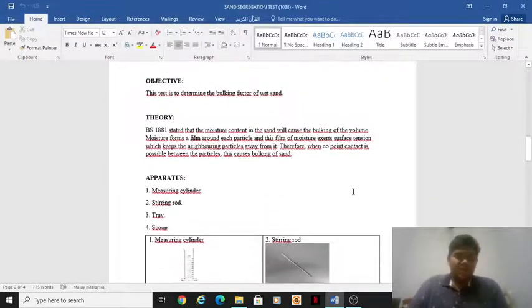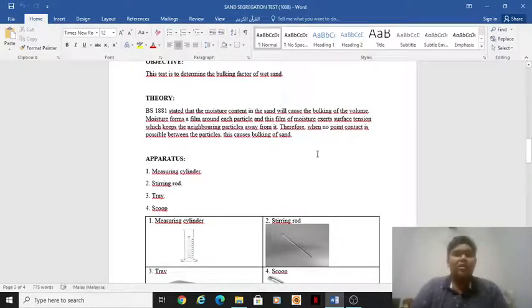The objective of this test is to determine the bulking factor of wet sand. The theory is that BS 1881 stated that the moisture content in the sand will cause the bulking of the volume. Moisture forms a film around each particle, and this film of moisture exerts surface tension which keeps the neighboring particles away from it. So it is exactly the same as the introduction. Therefore, when no point contact is possible between the particles, this causes bulking of sand.